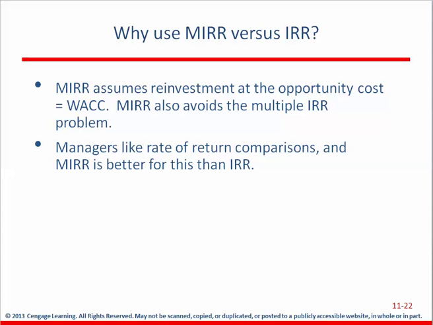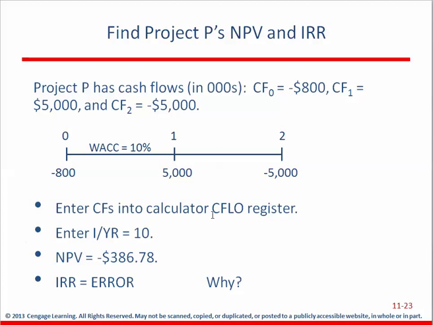Okay? Now, so it assumes the reinvestment at the opportunity cost of capital. It also avoids the multiple internal rate of return problem. And so what's the multiple internal rate of return problem? Okay, whip out your calculator and try this. So a project has cash flows of negative 800, 5,000, and negative 5,000.